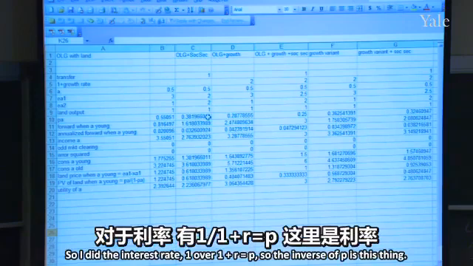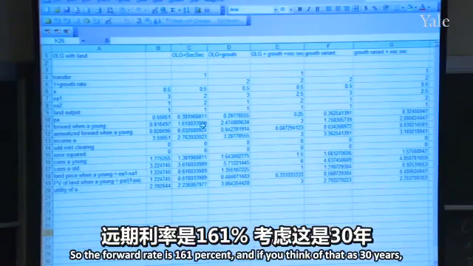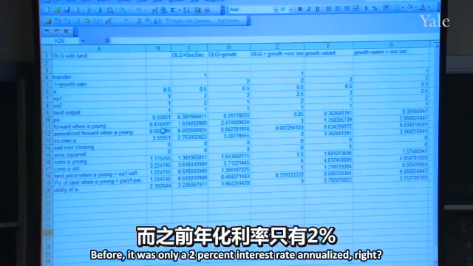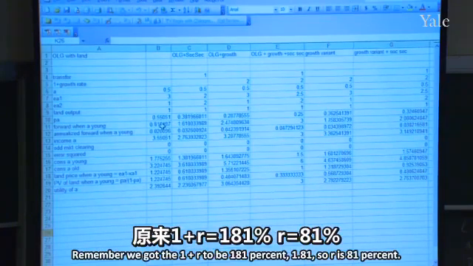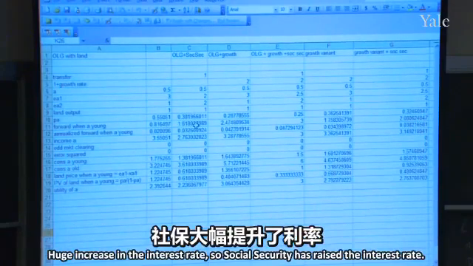So I did the interest rate, 1 over 1 plus R equals P. So, the inverse of P is this thing. Okay, so the forward rate is 161%. And if you think of that as 30 years, that's an annualized 3.2% interest rate. Before, it was only a 2% interest rate annualized, right? Remember, we got the 1 plus R to be 1.81, so R is 81%. Okay, so this Social Security doubled the interest rate from 81% to 161%. Huge increase in the interest rate.